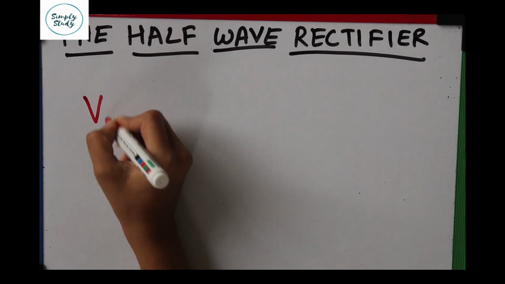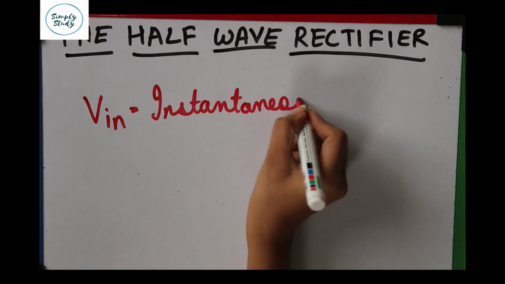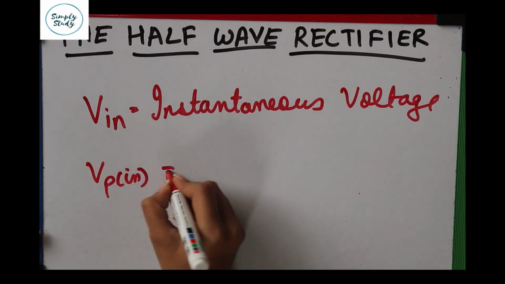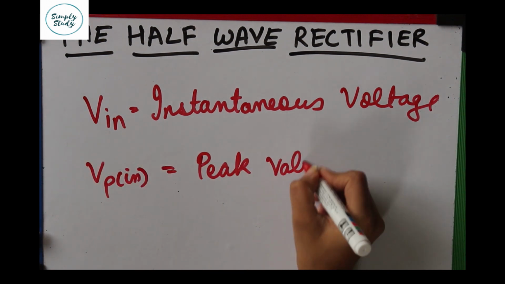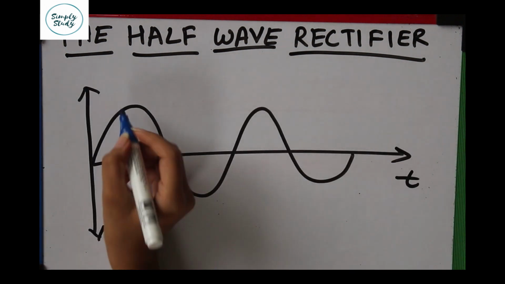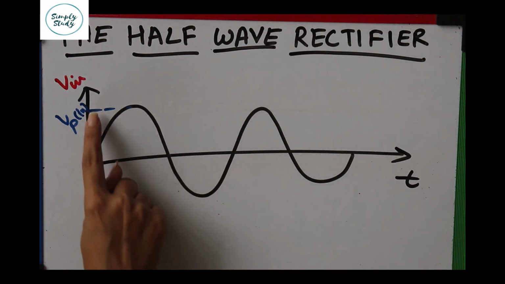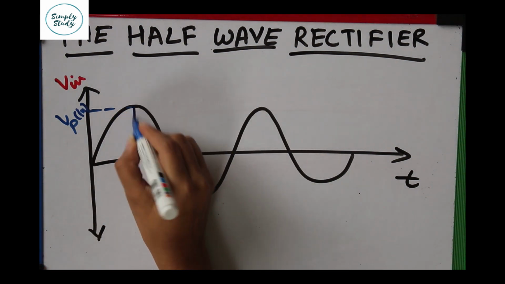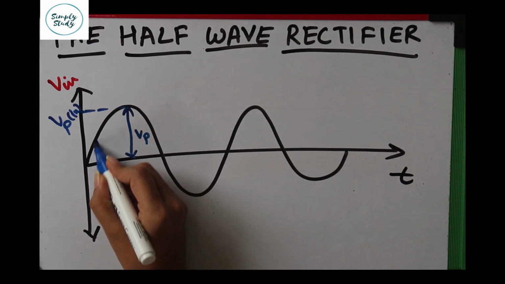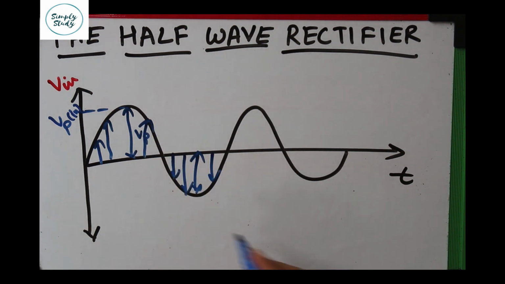For that, we need to understand a few terms such as Vin equals instantaneous voltage, Vp(in) equals peak value of voltage. As shown here, the highest value is the peak value Vp(in). A pure sinusoidal signal like shown here has an average value of 0 over one cycle because each instantaneous voltage has an equal and opposite voltage half a cycle later.